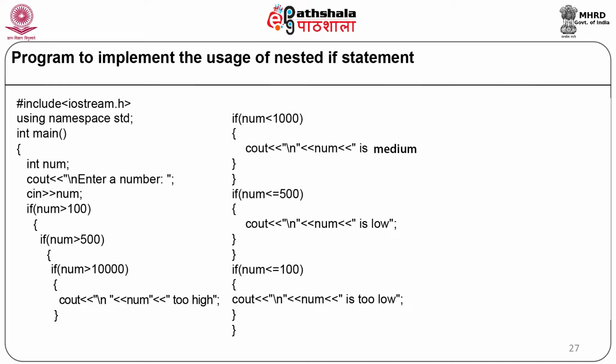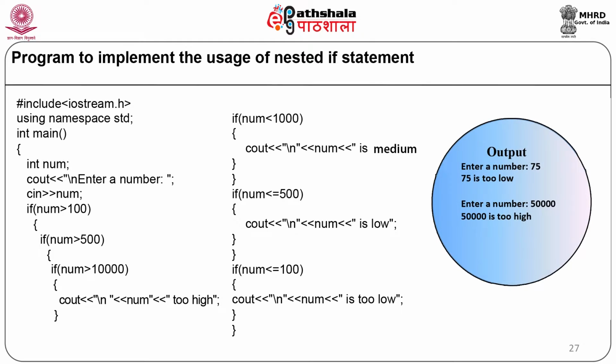So, we are checking the number inside the range whether it is greater than 10,000, whether it is between 500 to 1000, whether it is less than 500 or whether it is less than 100. So, these are the 4 ranges in which the number is basically checked. When the above code is compiled and executed, it will produce the following result: enter the number.